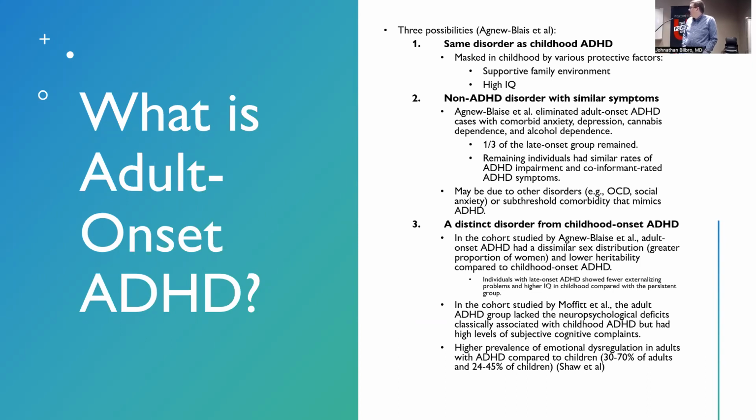And then the final possibility, and one that I think is a bit more controversial, is that adult onset ADHD represents a distinct disorder from childhood onset ADHD. I've included some evidence here to support this. Again, in the British cohort, the adult ADHD group actually had a different sex distribution, so there was a greater proportion of women in the adults compared to the children with ADHD. They also showed lower heritability compared to childhood onset ADHD, and that's something that's been replicated in other studies as well: adult ADHD tends to be less heritable compared to childhood onset.